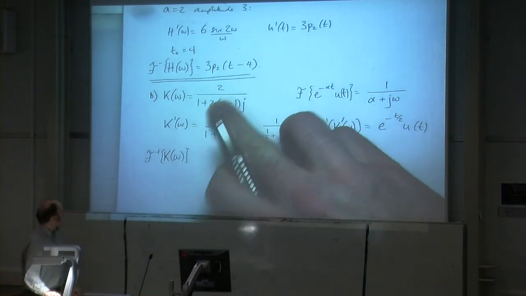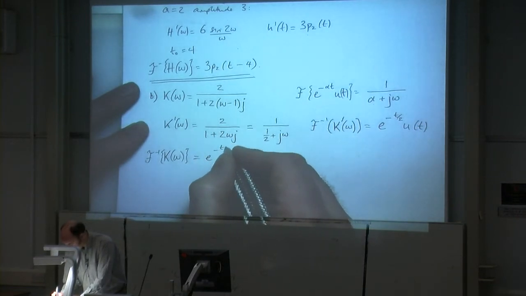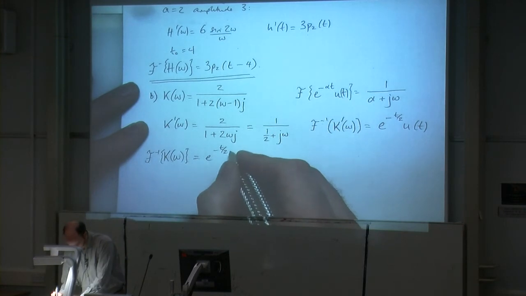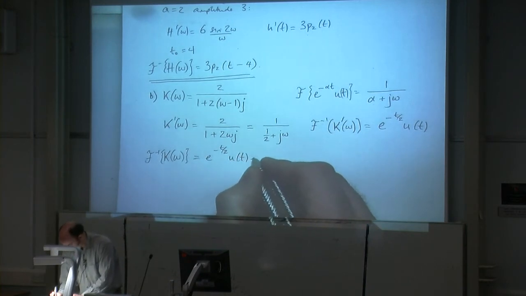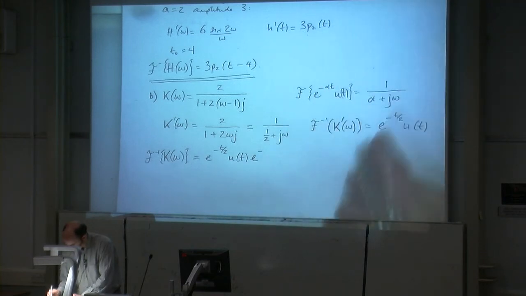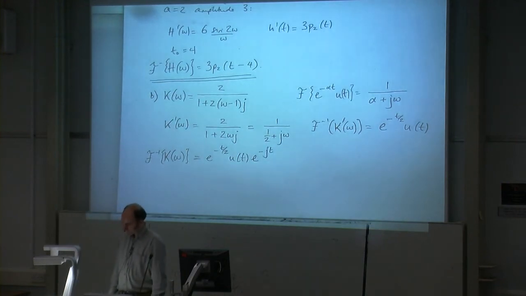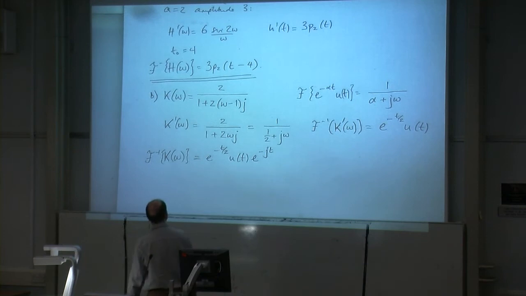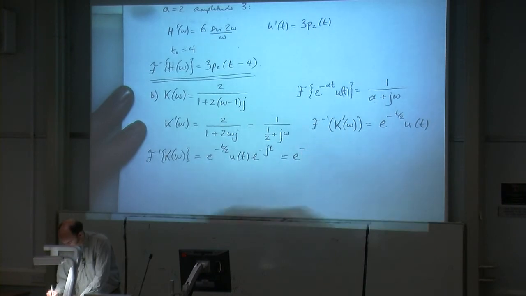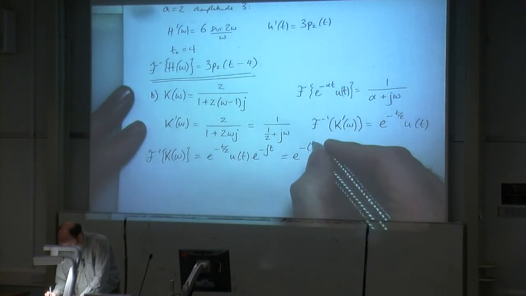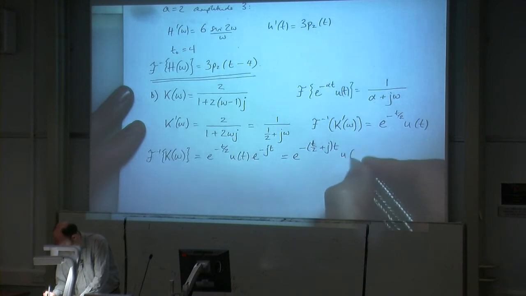So we're now applying it to this problem. We end up with this solution, e to the minus t upon 2 u(t) times by e to the minus j t. And obviously we could combine those exponentials together just to make life simpler. e to the minus (1/2 plus j) times t, u(t).